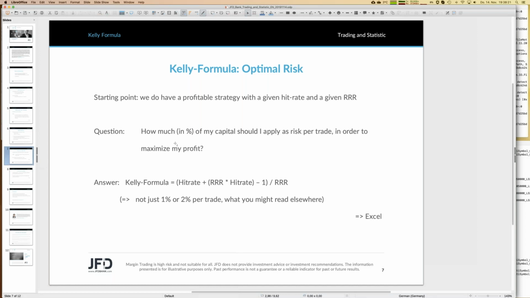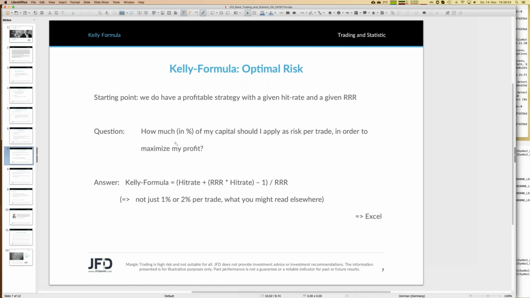So the question is how much in percent, now I change not to a fixed risk per trade as up to now, to a percent number of my capital, how much risk I should apply as being the risk per trade in order to maximize my profit. You might tend to think, the more percent I would risk, the more result I get. And the answer is no.